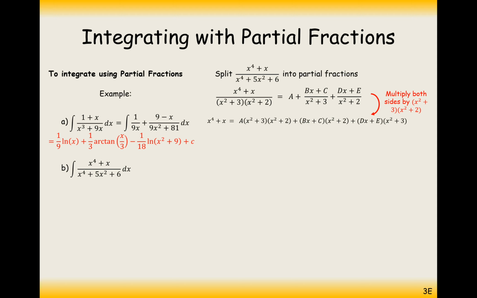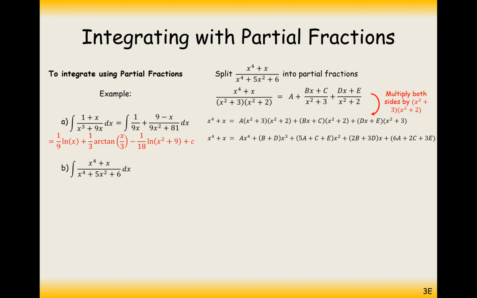On the left hand side it will cancel out both of those denominators and I'll be left with just x to the 4 plus x. On the right hand side it will be a times this denominator, so that will be both of the factors. On the second term it will cancel out the x squared plus 3, so I'll just be left with the x squared plus 2, and on the right hand expression it will be cancelling out the x squared plus 2 to leave me just with x squared plus 3 as the multiplication.